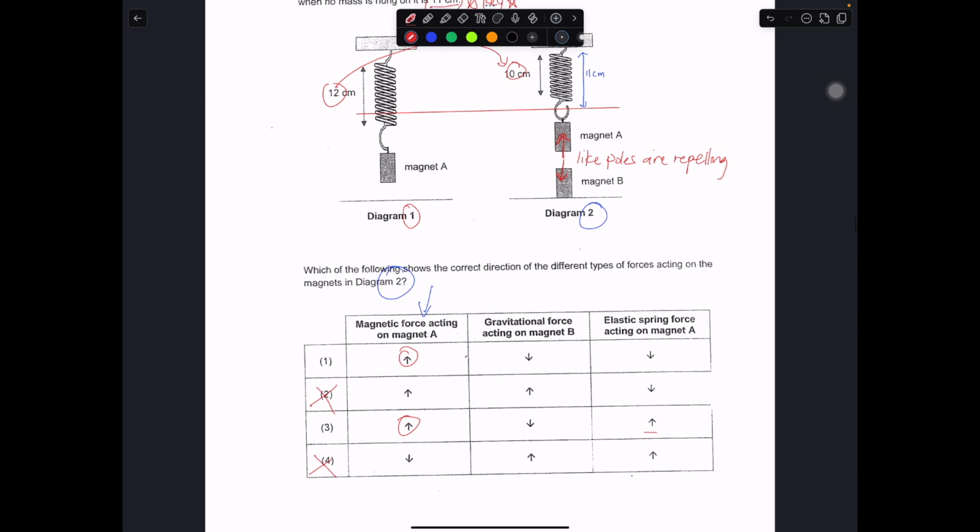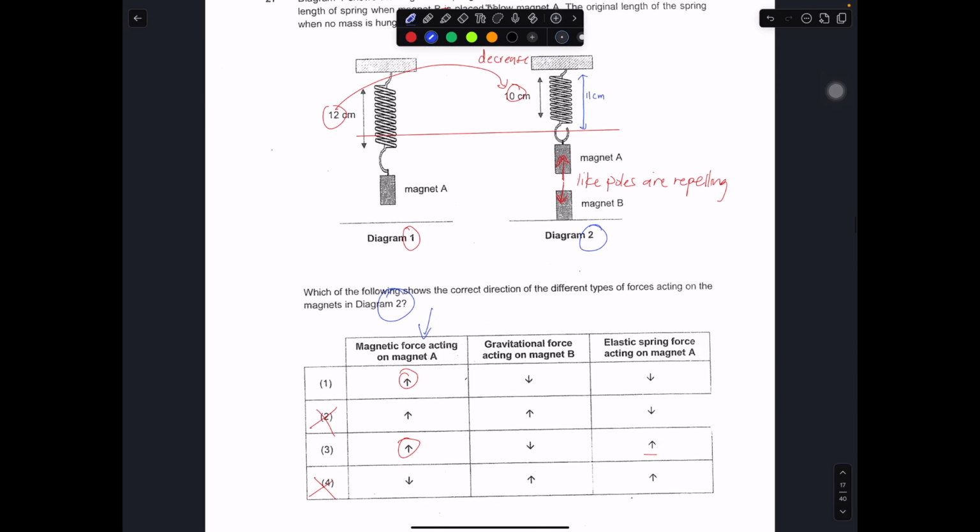Gravitational force acting on magnet B will always be downward, because this is acted by the earth. The gravitational force acting on magnet B is by the earth. To be more accurate, it's actually between magnet B and the earth. So magnet B is being pulled downwards by the earth, so it will be a downward direction.